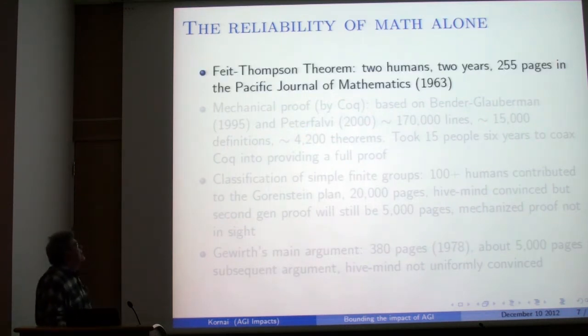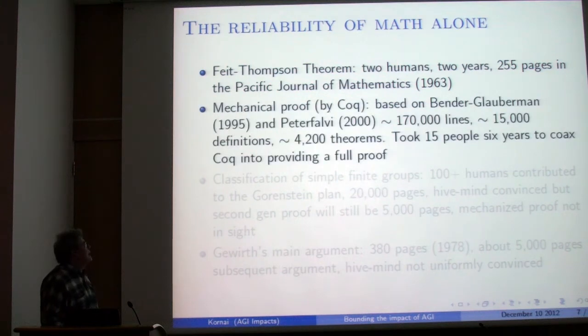So you take something like the odd-order theorem. It's a very simple theorem with a very complex proof, which fills an entire issue of the Pacific Journal of Mathematics, 255 pages. It was done by two humans in 2 years. And a mechanical proof, since that was back in '63, was just announced this year. So 50 years later, a mechanical proof comes by, which took 15 people about 6 years to actually get the theorem prover through its paces.